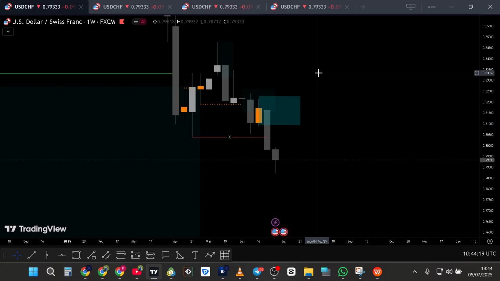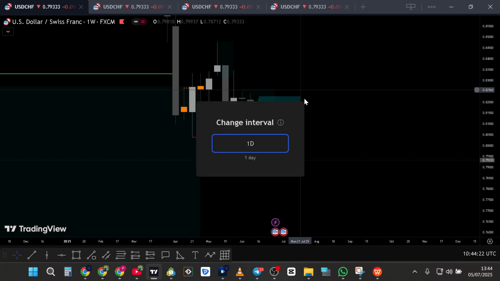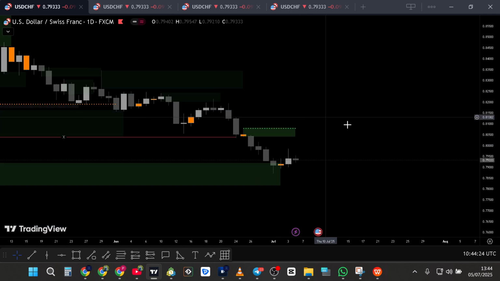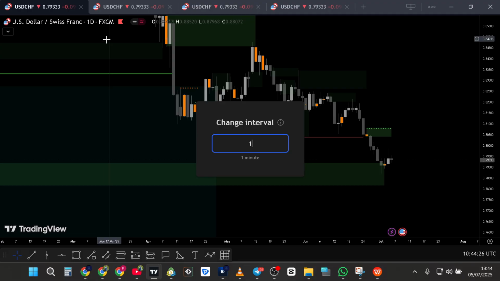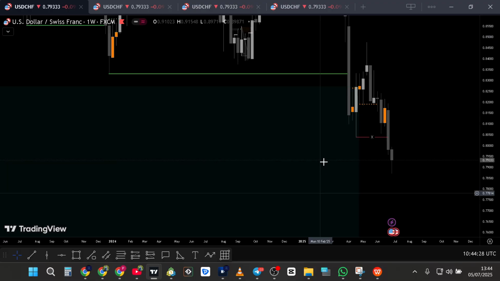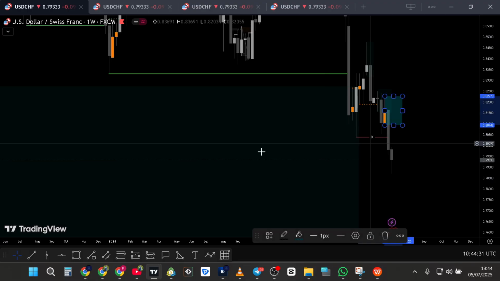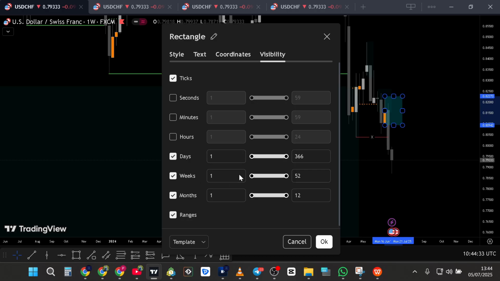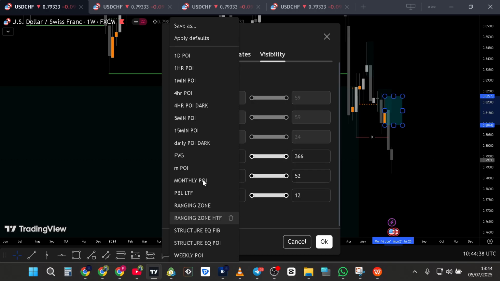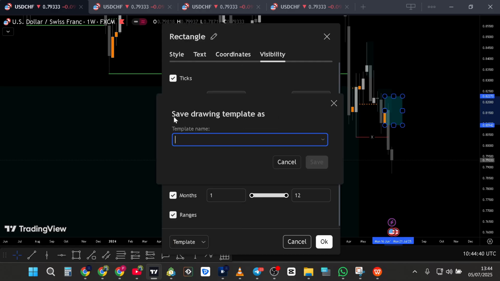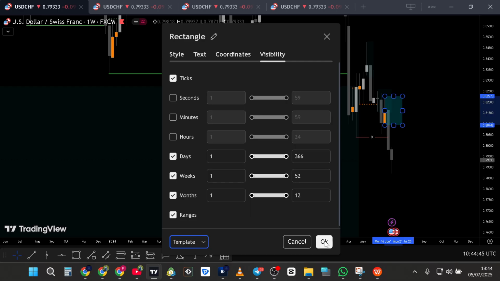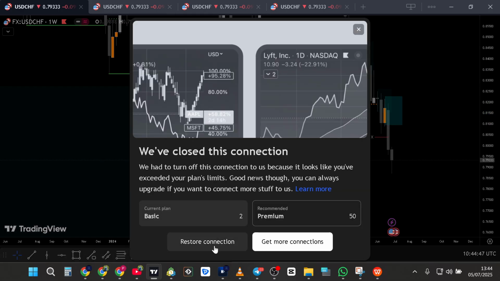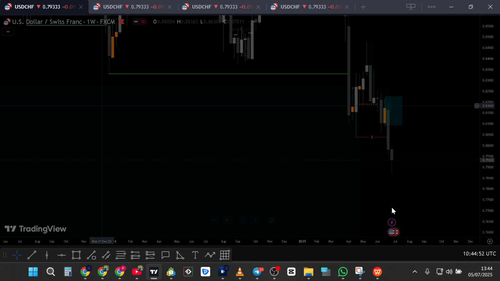So what do we have on the daily after that supply being drawn? Let me just go back to the weekly. I think I've not set up this weekly POI to be visible on the daily. So we just put that there and then save it on the template like that, so that you can show everyone in all the charts. Okay, so refresh, then we go to the daily.